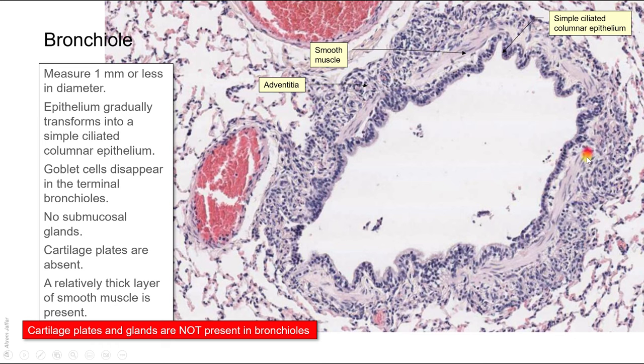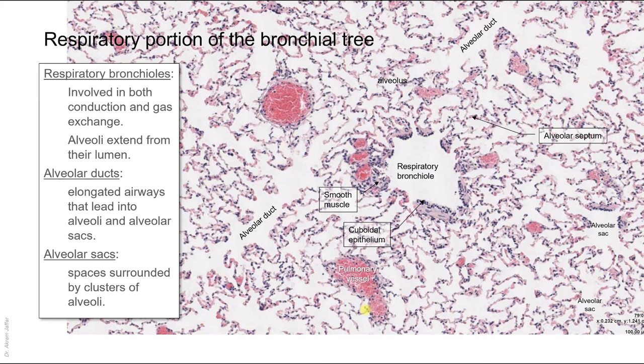These smooth muscle fibers relax during inspiration and they contract at the end of expiration. And these are the smooth muscle fibers that will undergo spasm in patients with asthma and resulting in expiratory wheezes. The bronchiole will give rise to the respiratory portion of the bronchiole, like this one is a respiratory bronchiole.